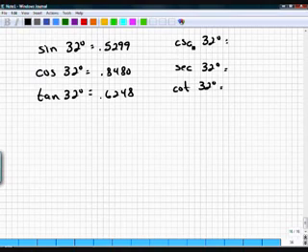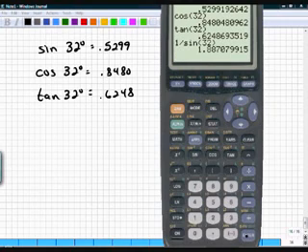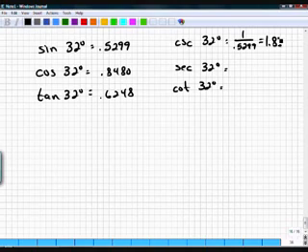So the cosecant of 32 would be 1 over 0.5299, or if you want to type it in as 1 divided by the sine of 32, 1.8871. The secant, you type it in as 1 over the cosine. And again, I'm not going to type all these in because this is just calculator work. 1 over 0.6248. You just type it in as 1 over cosine, 1 over tangent, and that will give you the secant and cotangent. Any questions?